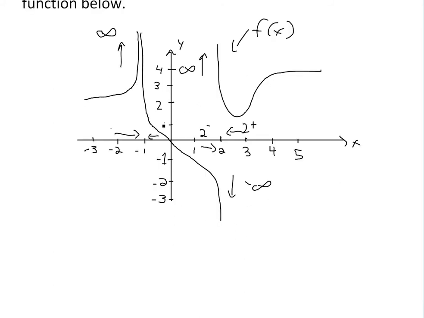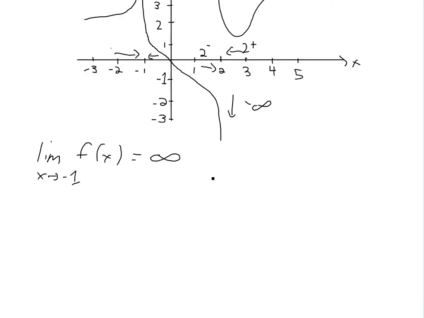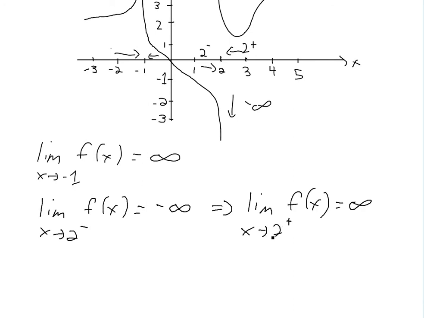And we could write these limits as limit as x approaches -1 of f of x equals infinity. And then similarly for the other one, limit as x approaches 2 from the left side, or the negative sign, of f of x equals negative infinity. And similarly, limit as x approaches 2 from the right side of f of x equals positive infinity right here.